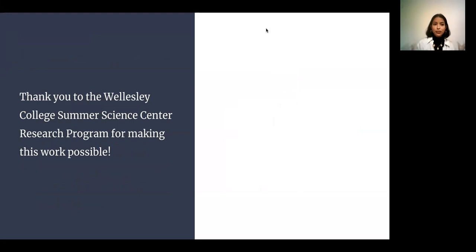That's where we're at in terms of our work. We're still exploring a lot of these different possible mechanisms and different properties that we may or may not want to include in them. To wrap up, I would like to thank the Wellesley College Summer Science Center Research Program for funding this and making this work possible.